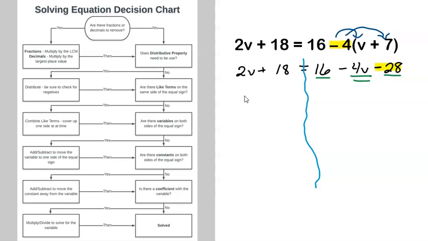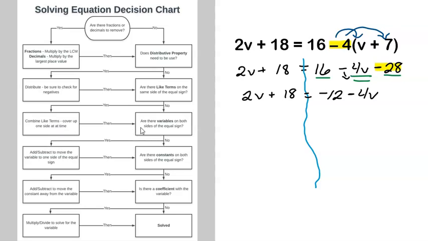Now on the left, nothing changes, so this just is still 2v plus 18 equals, but here on the right, I really have 16 minus 28 here. All right, and so I have a smaller number minus a bigger number, which means that's going to give me a negative number. And then I subtract them. 28 minus 16 gives me 12. So I have -12. And then again, when I bring this down, don't forget it's minus the 4v. So now I've combined my like terms.